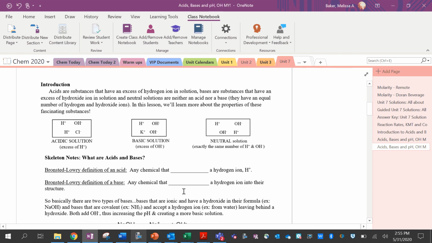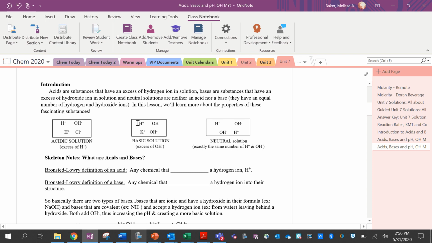All right, let's take a look at the introduction here. It says acids are substances that have an excess of hydrogen ion in solution. So you can see in this picture right here on the bottom left, there's two H pluses, there's an OH minus, and there's a Cl minus. Even if you put this H with the OH, which means H2O, water, you would still have an excess of H+. Bases are substances that have an excess of hydroxide ions in solution.